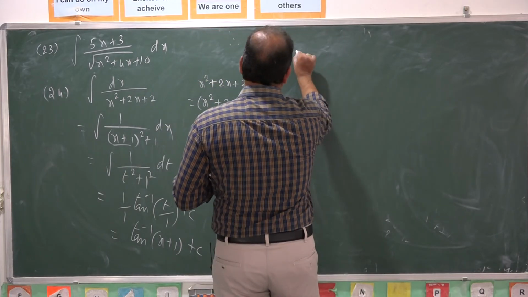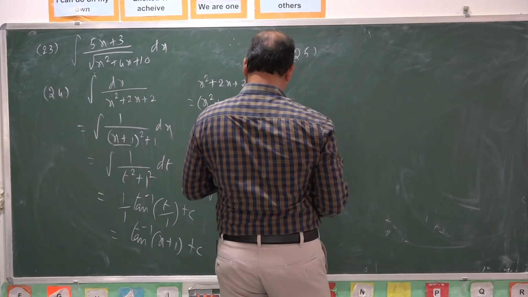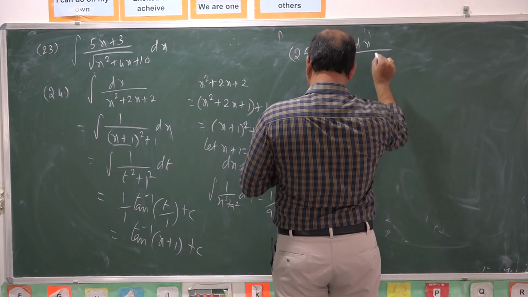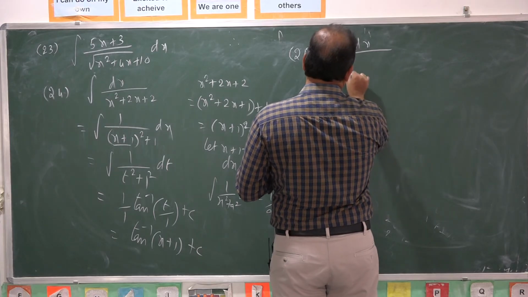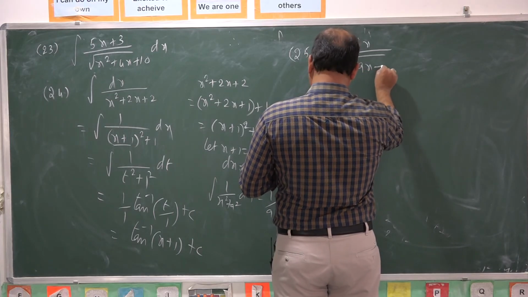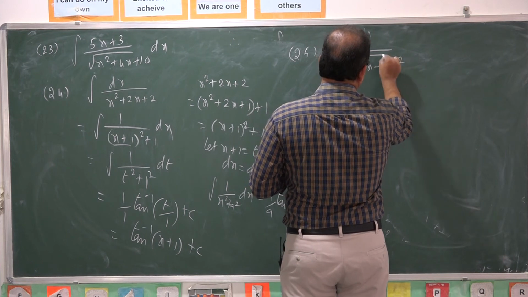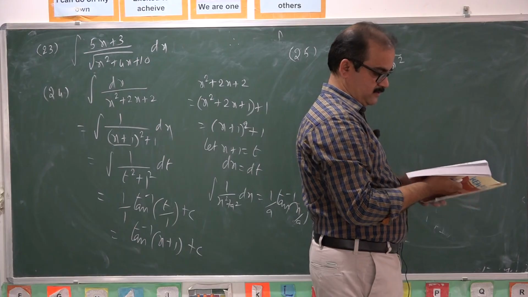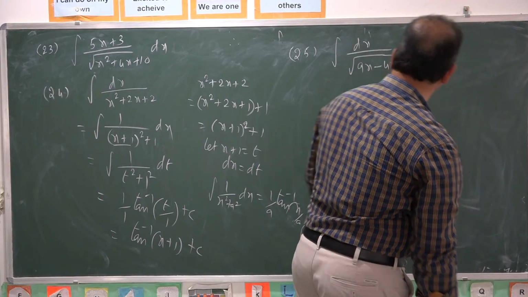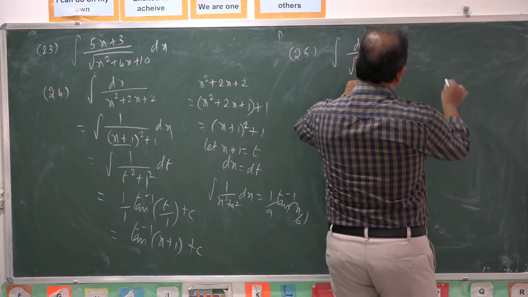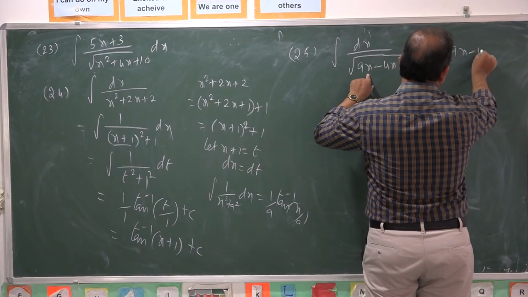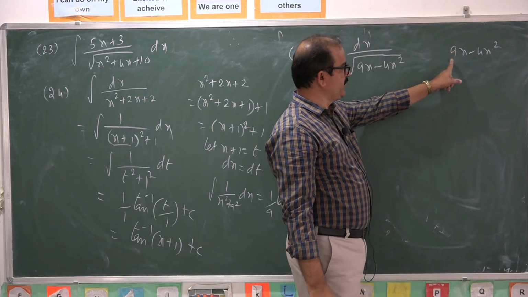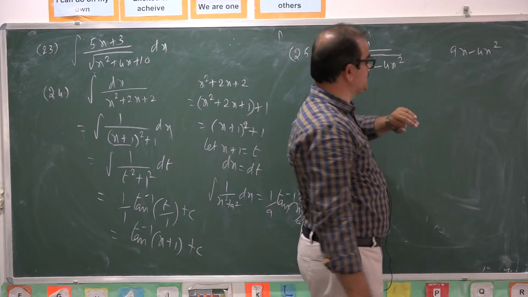Next, 25. Integral dx by square root of 9x minus 4x square. See, what is the quadratic form here? 9x minus 4x square. Now we reduce this quadratic form as a perfect square.